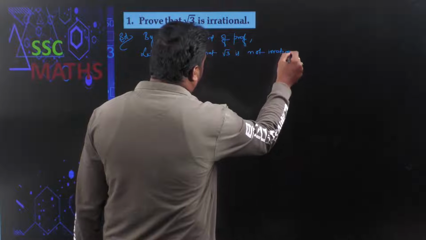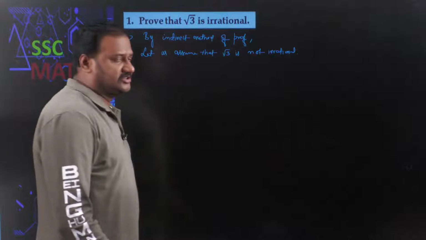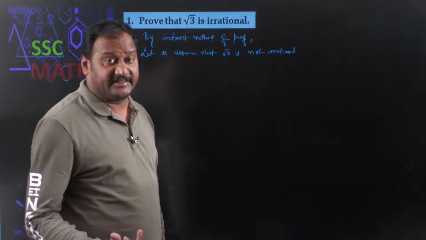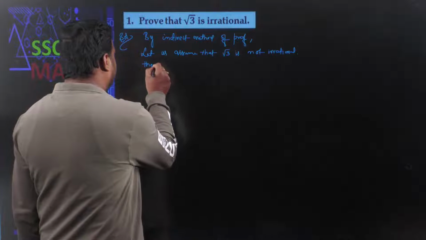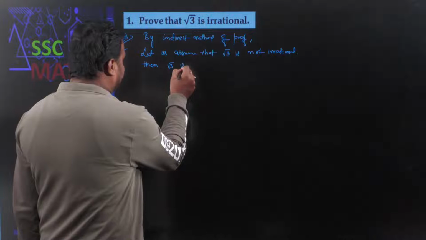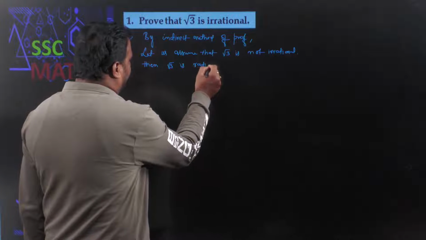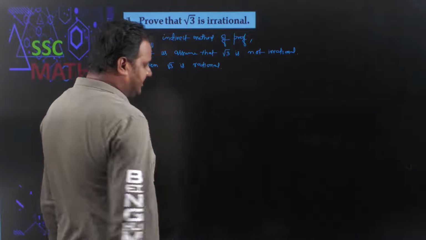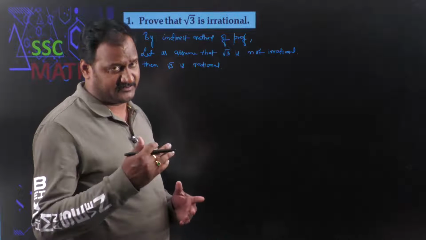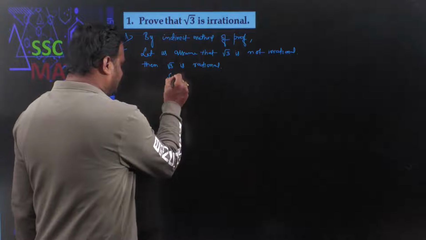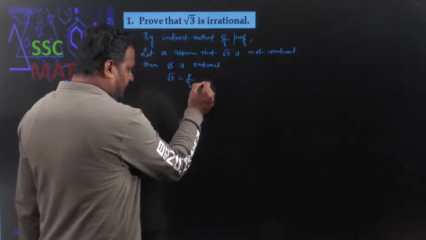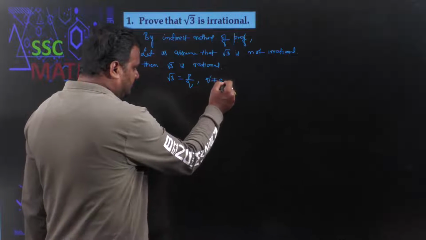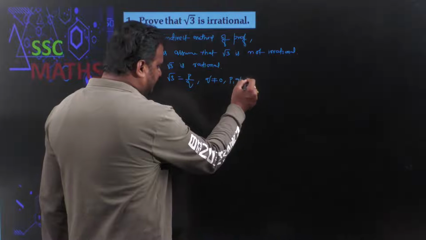Assume that root 3 is not irrational. So if root 3 is not irrational, then what is it? Then it is a rational number. So then root 3 is rational. And we know by the definition of a rational number, every rational number can be expressed in the form of p by q. So then root 3 is equal to some p divided by q, where of course q is not equal to 0, p comma q are integers.